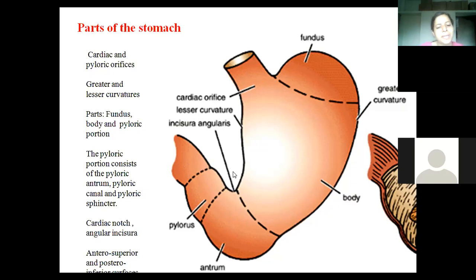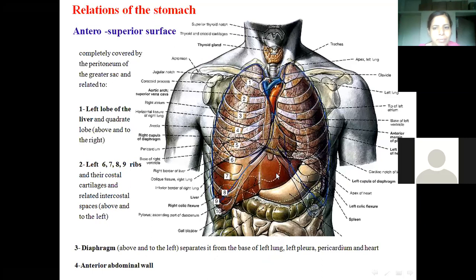Then the stomach is placed in such a way in the abdominal cavity that it has anterior superior and posterior inferior surfaces. Now coming to the anterior superior surface of the stomach, it is completely covered with peritoneum. The peritoneum is reflecting from the liver. If you remember my previous classes, I told you we have the greater sac and lesser sac. Basically, the stomach will have a covering on the lesser omentum. The lesser curvature of the stomach will show the attachment of the lesser omentum, and the greater curvature of the stomach will have the attachment of the greater omentum, isn't it?